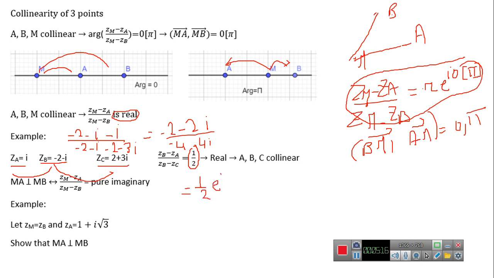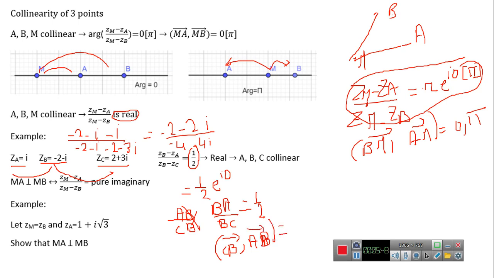e^{i0}. So first of all, I can say that the norm AB over the norm CB, or BA over BC if you want, is equal to half. And I can say also that the angle between CB and AB is equal to 0 degree. So it means they are collinear.